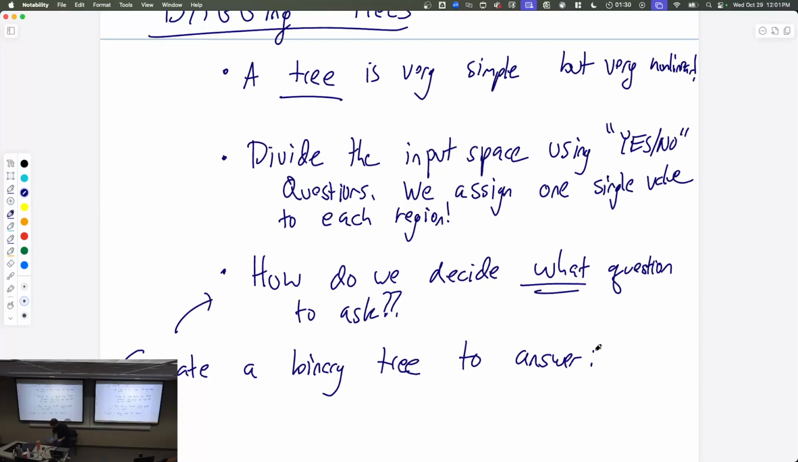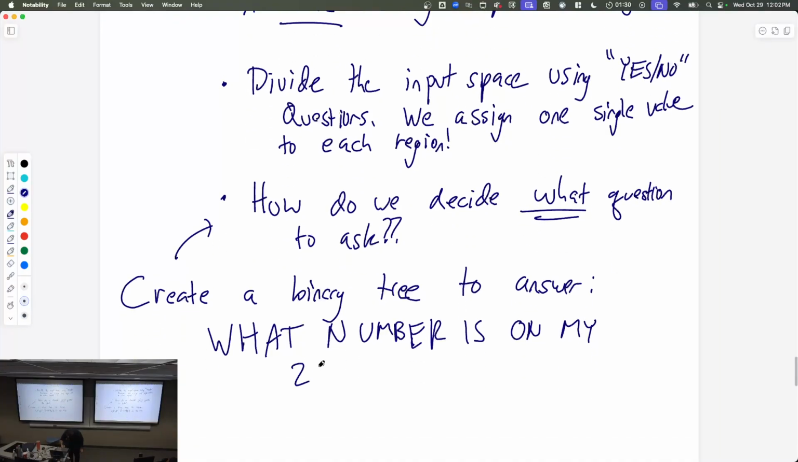And the question we're going to answer is based on this thing in my backpack, which I will now pull out. Let's see if I can find it. The thing is a 20-sided dice. What number is on my 20-sided dice?